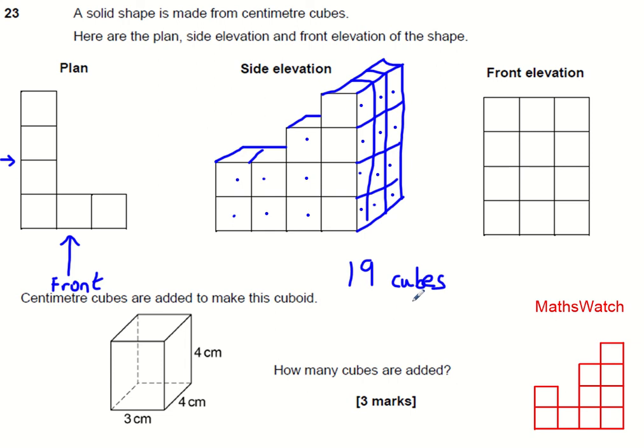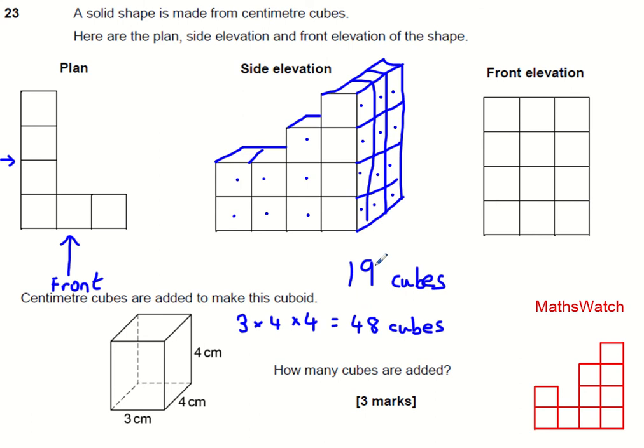Now we need to work out how many cubes are added to make this cuboid. Well, if it's a 3 by 4 by 4 cuboid, we can work out how many cubes that is by multiplying these numbers together. You're working out the area of the rectangle on the front and then multiplying by how deep that goes. So that's 3 times 4 times 4. 3 times 4 is 12. 12 times 4 is 48 cubes. Because that'd be 48 centimetre cubes.